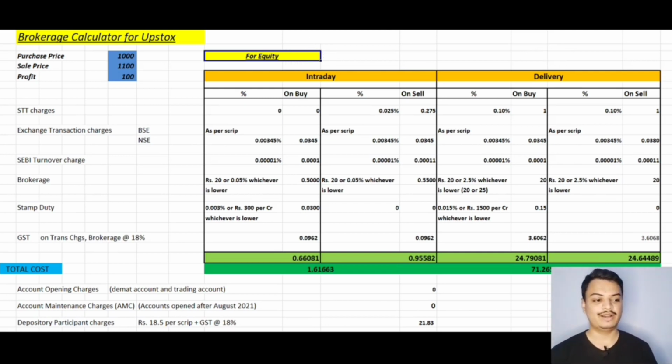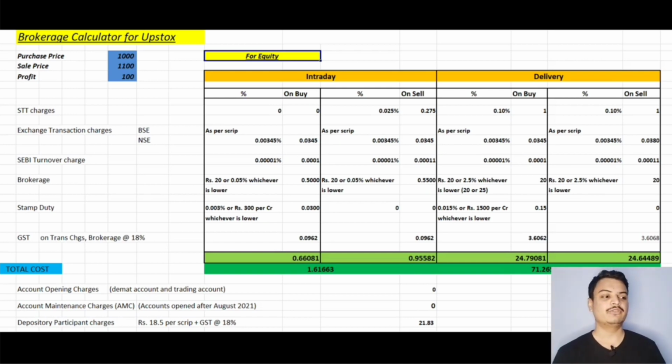Now, as you can see on intraday, the total cost for buy is 0.66081. And the total cost for intraday on sell is 0.95, which totals to 1.61663. So if you're selling and buying stocks on an intraday basis, the total cost that you will be paying is 1.61 approximately. So out of 100 rupees profit, 1.6 will be taken by Upstox as taxes, charges, brokerage, whatever it is.